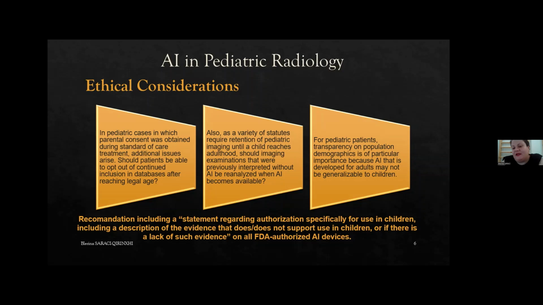And also the transparency on the population and the changes in demography impact the situation very much. Recommendations include a statement recognizing authorization specifically for uses, including a description of the evidence that does or does not support use in children, and the lack of such evidence, for all FDA authorized AI devices.